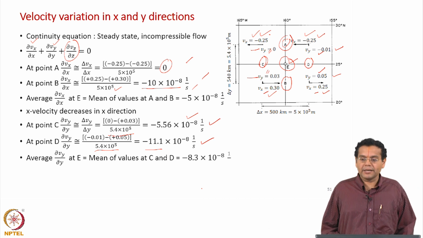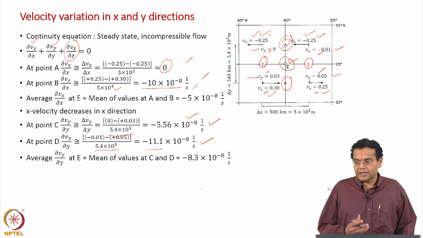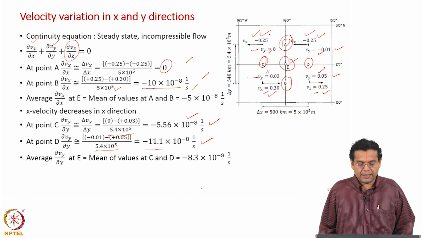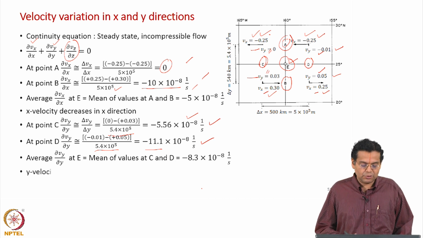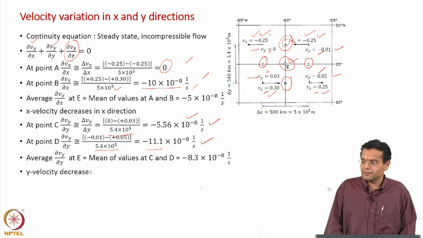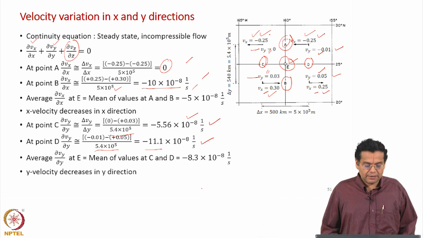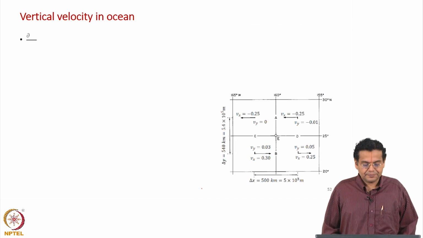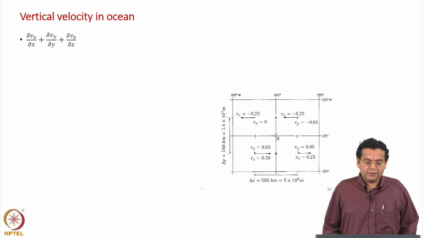So, at the same point we have got the first value for ∂Vx/∂x, which is change of Vx with respect to x. We also obtained ∂Vy/∂y, change of Vy in y direction, that is also negative. So, y velocity also decreases along the y direction. That was our objective, at the same point evaluate these derivatives. Now, let us substitute in the continuity equation to find ∂Vz/∂z.